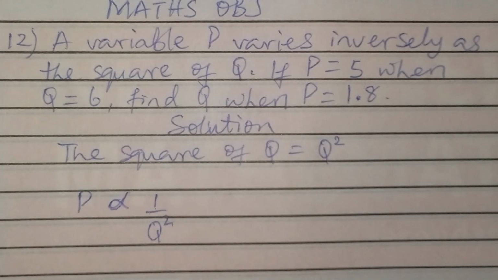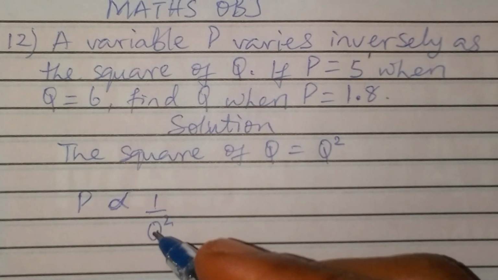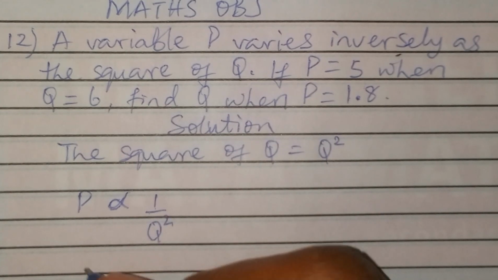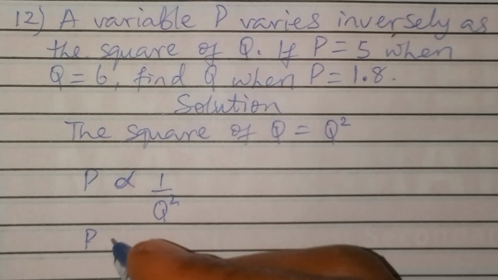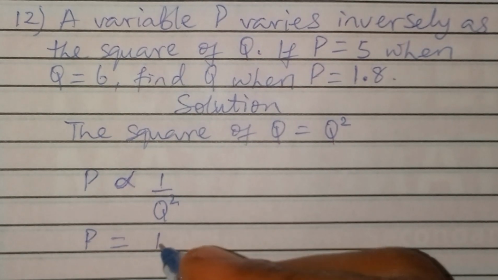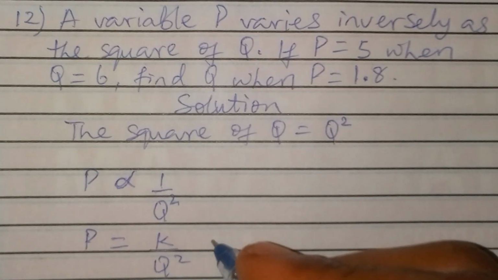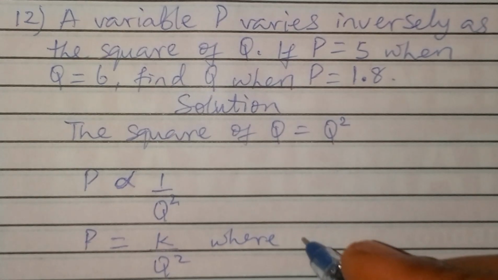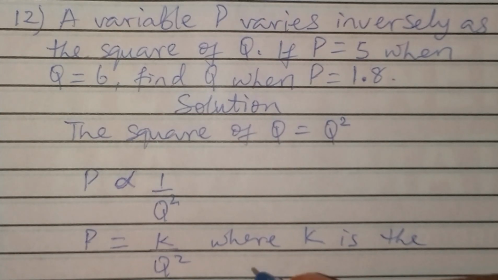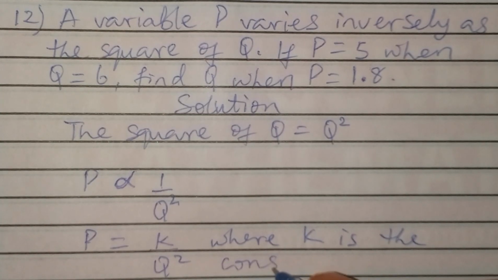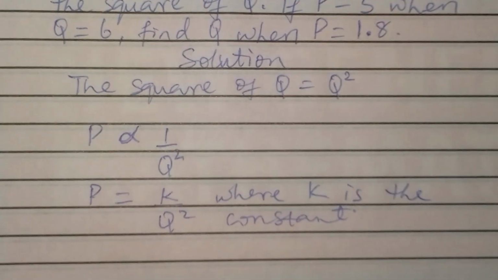Then we are going to change the variation sign to equal sign and then introduce our constant. So this will be p equal to k over q squared, where k is the constant.